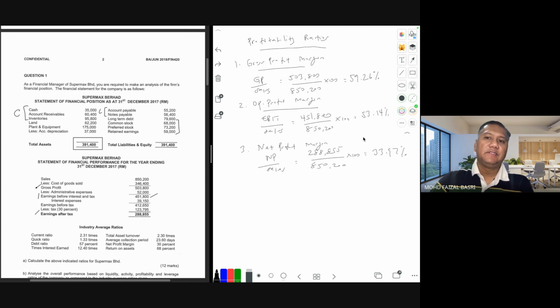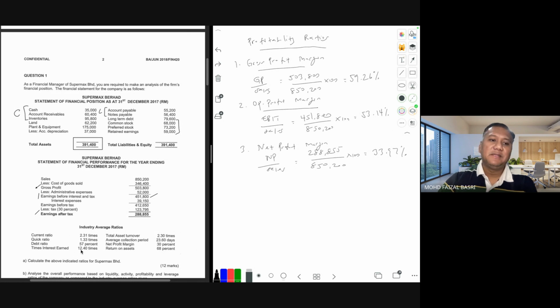So sebab obviously akan ada things yang we have to pay. You have to pay interest, you have to pay tax. That's why it become lesser lah. Okay, tax ni pula 30% ni. So it's a huge chunk kena bayar tax. So tinggallah 33, almost 34% lah. Okay, the net profit margin. So net profit margin ni kita boleh compare. So net profit margin for this company is about 34%, higher than the net profit margin of the industry of 30%.